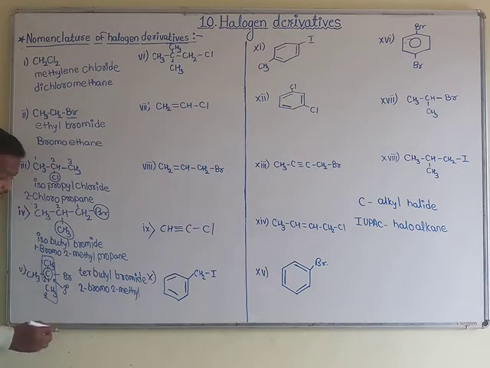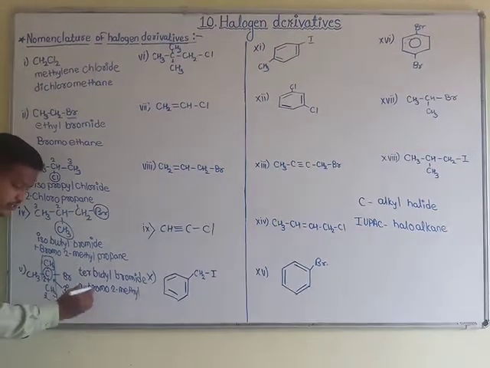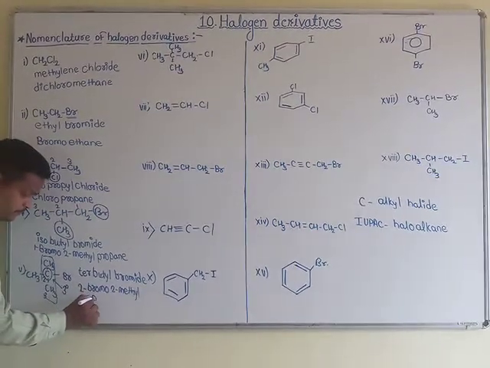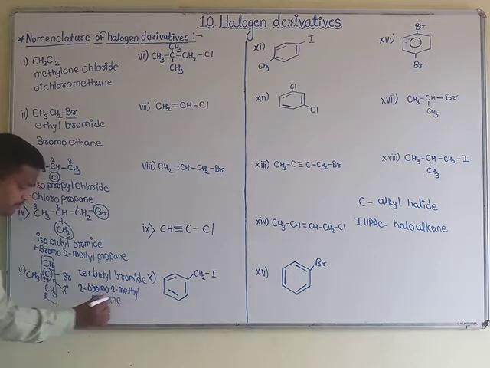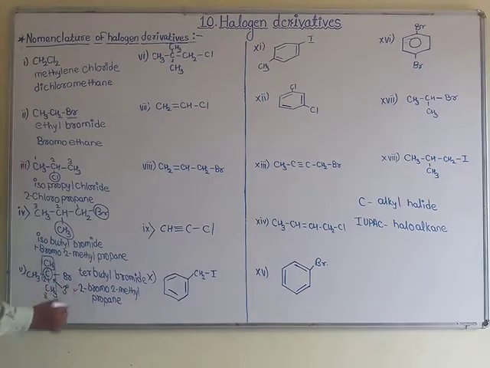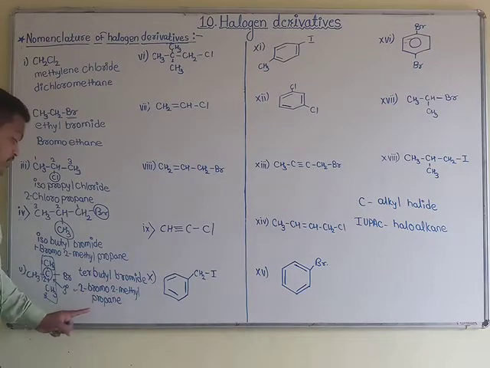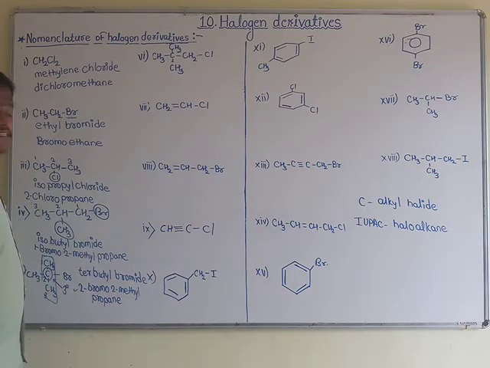and the number of carbons is 3 in the straight chain. Therefore, propane. Its IUPAC name is 2-bromo-2-methylpropane. See the next compound.